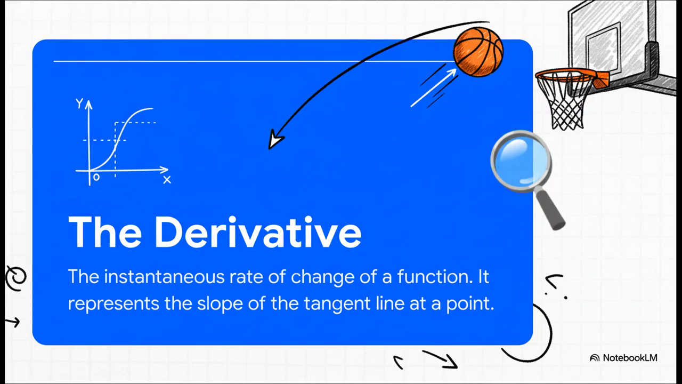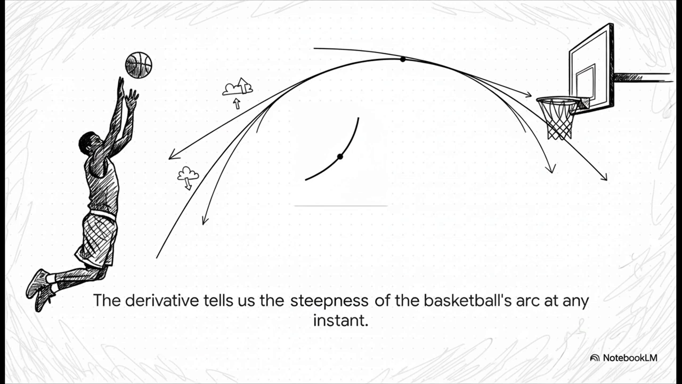Now, the formal, textbook definition is the instantaneous rate of change. But here's a much easier way to think about it. Imagine you could pause the basketball mid-flight. At that exact split second, you draw a straight line that shows its direction. The slope of that line is the derivative. It's that simple. So for our jump shot, the derivative is basically giving us the exact steepness of that arc at any point in time.